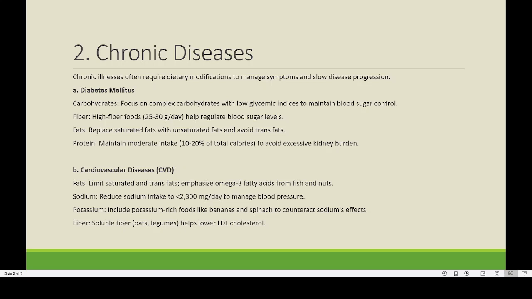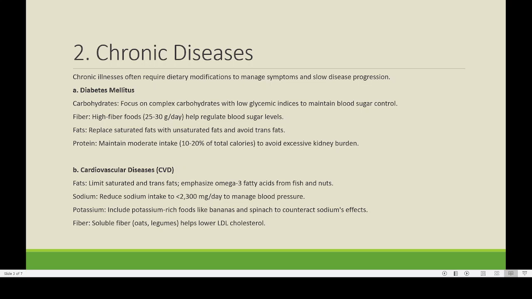So this kind of food, which is low in glycemic index, is better for people with diabetes. Similarly, fiber: high fiber foods will help you regulate blood sugar level. Taking plenty of high fiber food can certainly reduce your blood sugar level. Then fats: replace saturated fats with unsaturated fats. Plant fats generally contain a high level of unsaturated fat, so eating a lot of vegetables may be helpful for a person with diabetes.